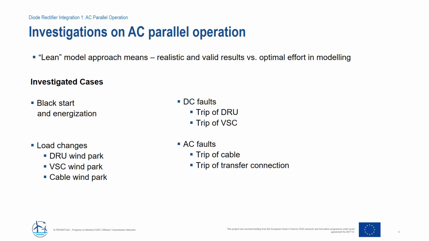Nevertheless, you might see from the list below that all different aspects and the most important ones have been covered in the investigations. So simulations have been carried out for both black start and energization topics, as well as for some severe faults on the DC or the AC side, where, for example, either the DRU or VSC units, as well as the cables could trip. And above all of this, of course, also the normal operation with the fluctuating renewable power import has been covered by considering load flow changes in any of the wind parks or systems.